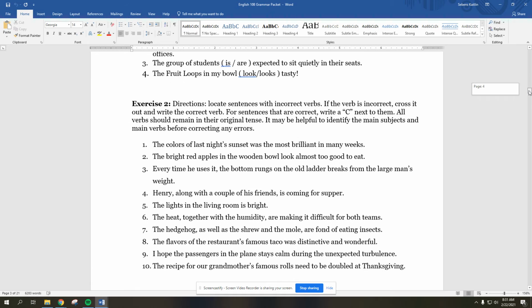All right, let's just jump back over to exercise number 2. This is a corrective exercise. So, directions: locate the sentences with incorrect verbs. If the verb is incorrect, cross it out and write the correct verb. For sentences that are correct, write a C next to them. All verbs should remain in their original tense. It may be helpful to identify the main subjects and main verbs before correcting any errors. Go ahead and pause here and work out 1 through 10.